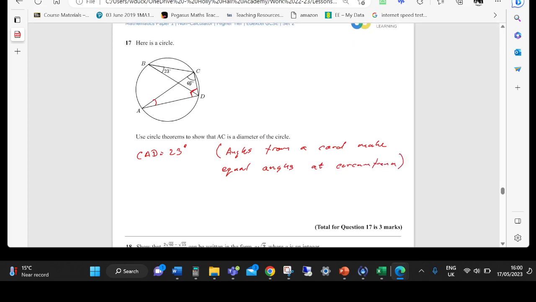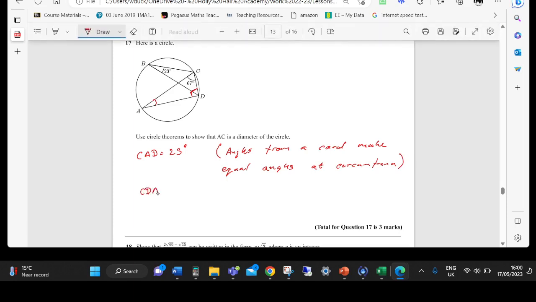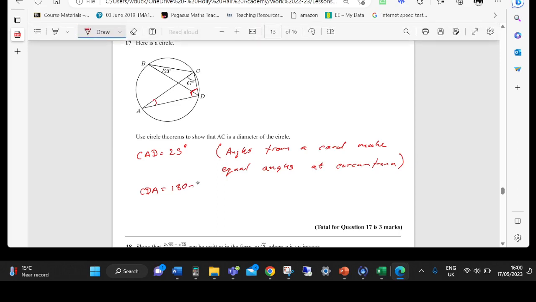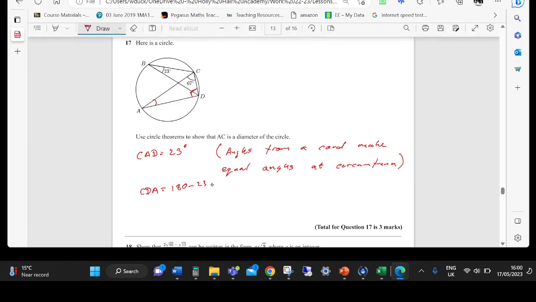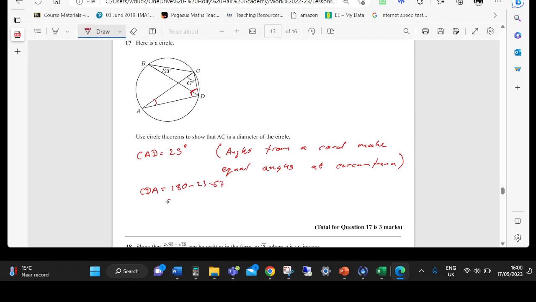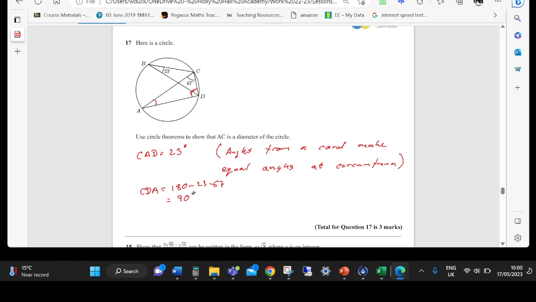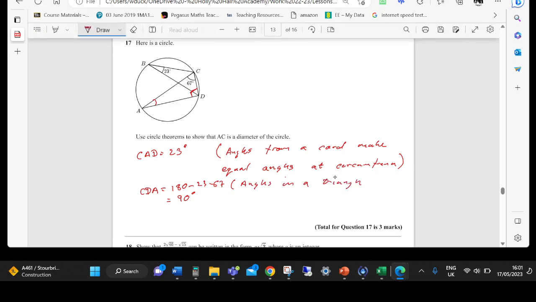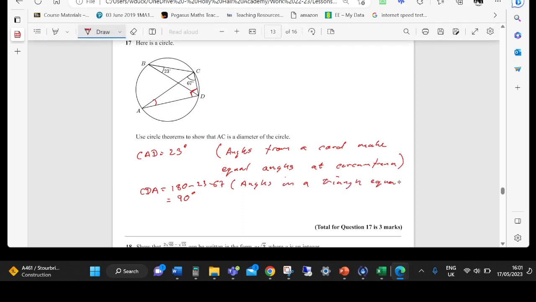And then from there, we've got two angles in a triangle. So angle CDA is going to be equal to 180 minus 23 minus 67, which is going to be 180 minus 90, which is going to be 90 degrees. And the reason for that is angles in a triangle equal 180.